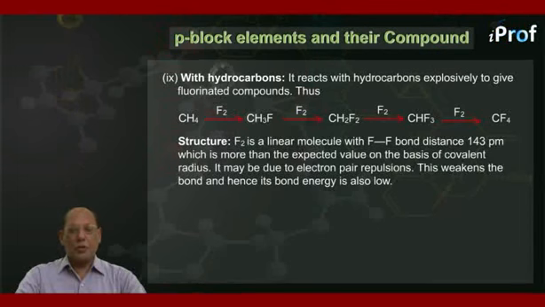Structure. F2 is a linear molecule with FF bond distance 143 picometer, which is more than the expected value on the basis of covalent radius. It may be due to electron pair repulsion. This weakens the bond and hence its bond energy is also low.